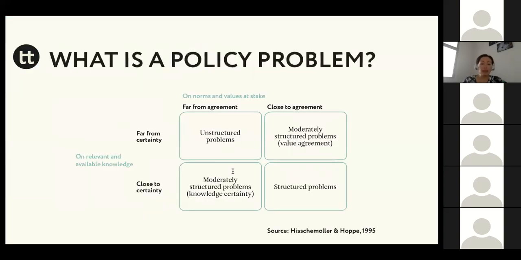So we will start at the bottom here, with the structured problems. The structured problems are the most clear and easy to understand. So we'll start from there, and then we will go to the other ones. As you can see here, the structured problems are those where we are close to agreement on the norms and values, and we are close to certainty in the knowledge available. So let's see what this means.